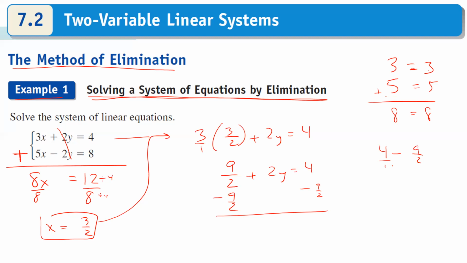Common denominator, is that right? Yep. I need 2 now as a common denominator. 4 minus 4.5 works just fine as well. So a little bit of work there. I got a negative 1/2.